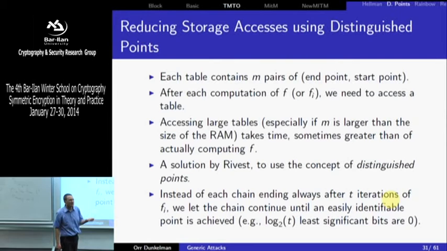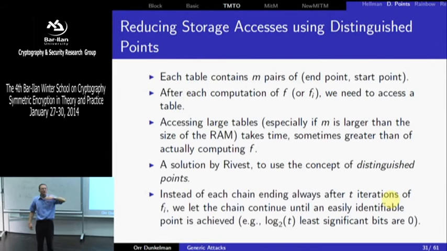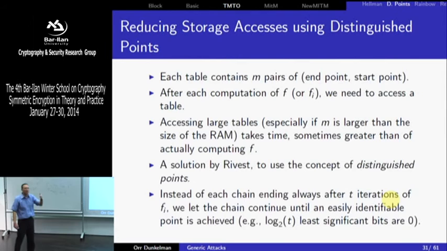There is another technicality: if the chain is too long, you just drop it. Because it's a random function, you might go forward and not reach a distinguished point. You put a counter that says, after a sufficient amount of time, let's say 4 times t evaluations, if you didn't reach a distinguished point, throw it away. But again, this is a small technicality.